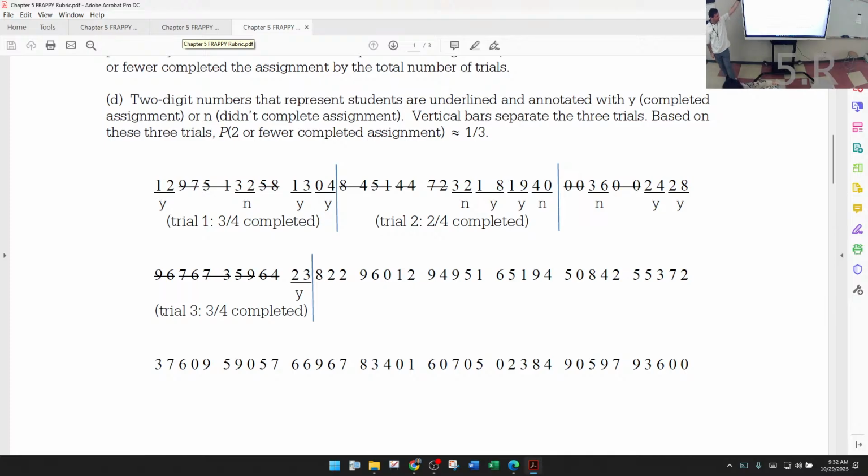Okay? So in trial number 1, 3 out of 4 completed it. In trial number 2, 2 out of 4 completed it. In trial number 3, 3 out of 4 completed it. Most of the time, what? 3 out of 4 will complete it because it's 75%. Most of the time, 75% will. Sometimes there'll be some 2s. Sometimes all 4 did it. Sometimes none of them did it, but very few of those.